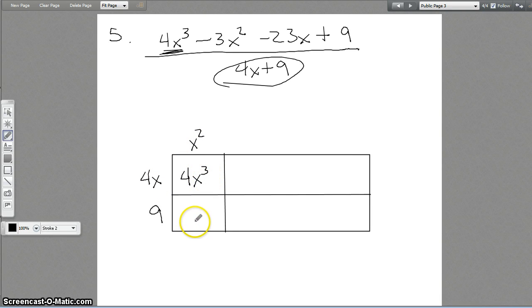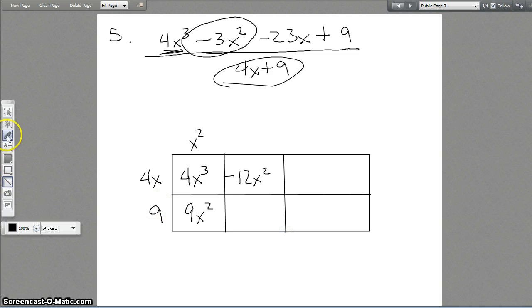So then what would go down in this bottom box? Well, that's x squared times 9, and that is 9x squared. Well, we can see our second term here is negative 3x squared. So how are we going to change this from 9x squared to negative 3x squared? That means we've got to take away 12x squared. So we've got to have a negative 12x squared. So let me put a divider bar here.